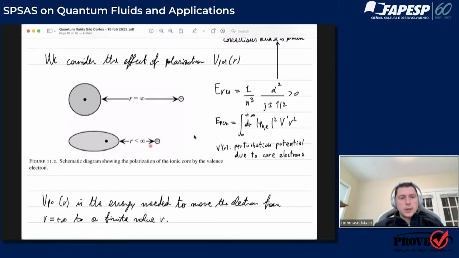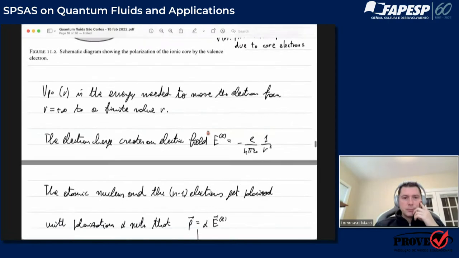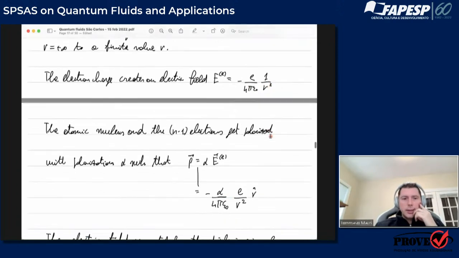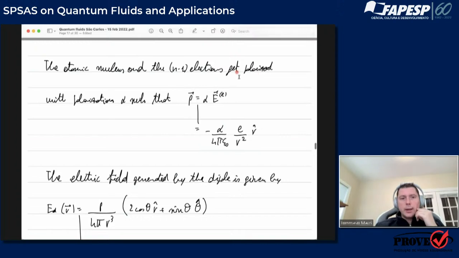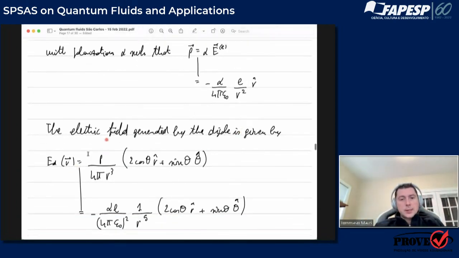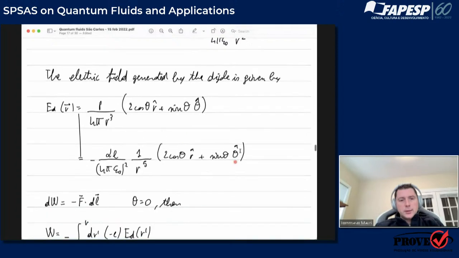So you see this sort of polarization cloud. Now, to obtain an estimate of this polarization, what we need to do is first compute the electric field created by the electron, which is just 1 over r squared. The nucleus and the n minus 1 electrons will get polarized. So the polarization will be proportional to the polarization constant times the electric field, which enters here again. And the electric field generated by the dipole, which is basically the nucleus plus the electronic cloud, will be given by this expression here. This is just the field created by a single dipole. Once you replace P with this expression, you will obtain this expression here.